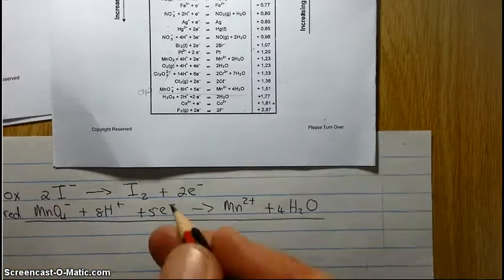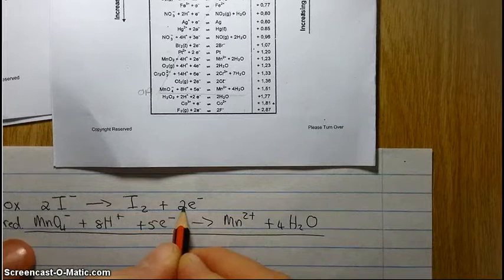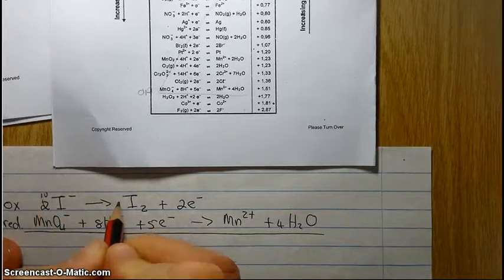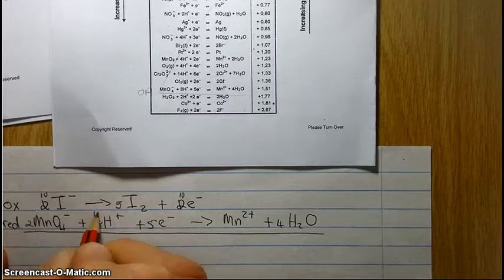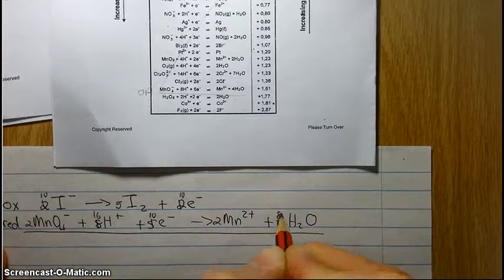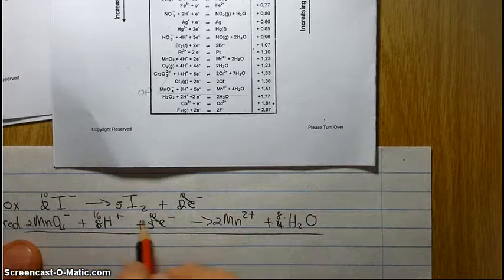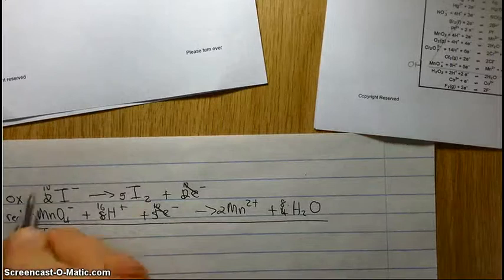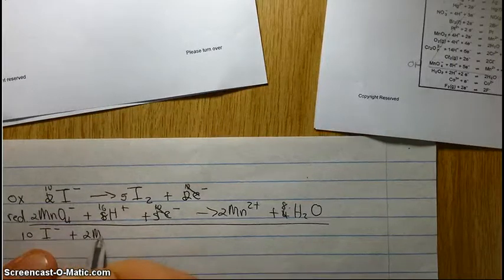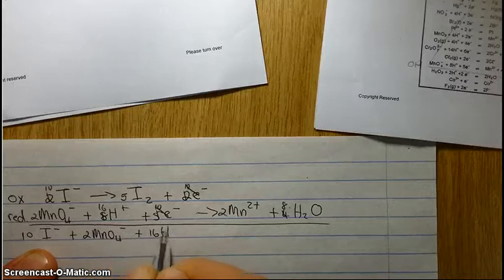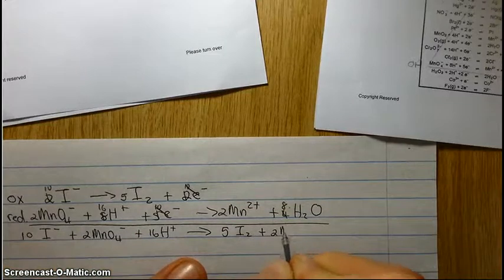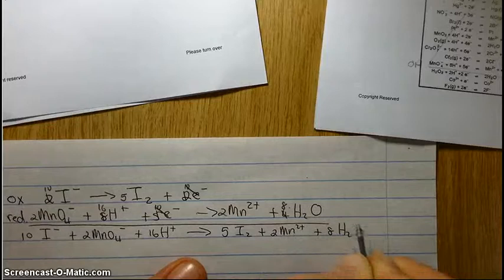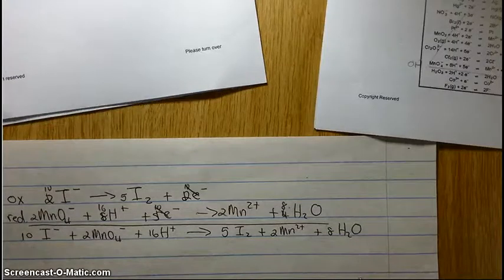We then need to balance the electrons, so we will have to multiply the top one with 5 and the bottom one with 2. That will be 10 and 5 and 10, and then the bottom one with 2, so it's 16, 10, 2, 8. The electrons can now be cancelled, and nothing else can be cancelled, so it will be 10I minus. You simply add what's on the left hand side, plus 2MnO4 minus plus 16H plus, going to 5I2 plus 2Mn2 plus and 8 waters.